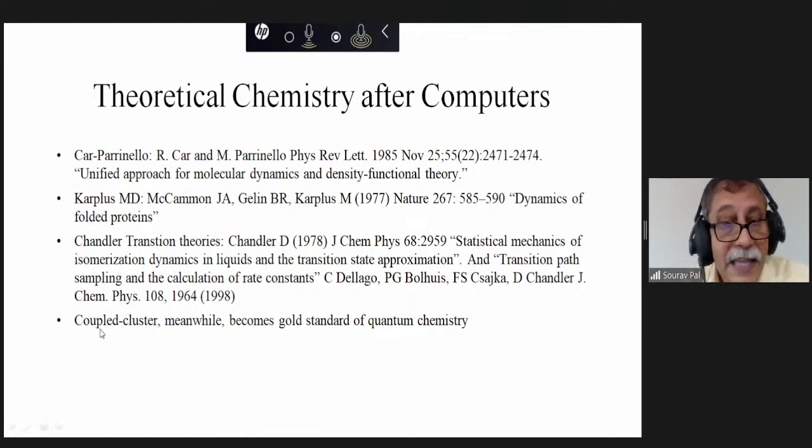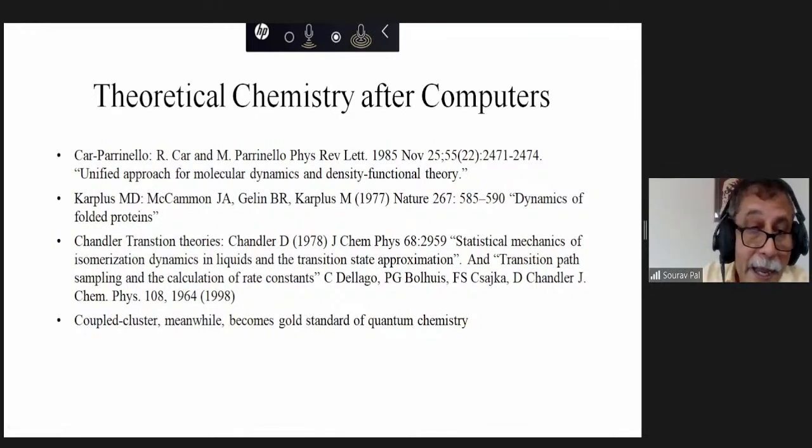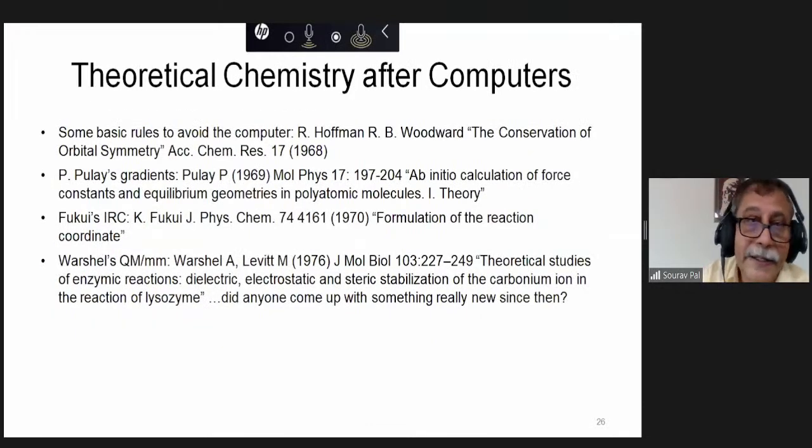David Chandler's work, and then of course, eventually coupled cluster came, which today has become the gold standard of quantum chemistry. Very accurate calculations and gives you numbers, but then it's so accurate that it requires fast computers. And I'm going to pitch for the quantum computers in the context of the coupled cluster in particular.